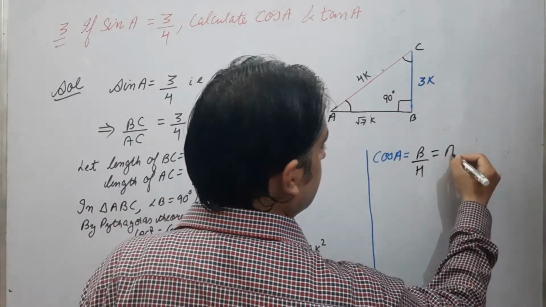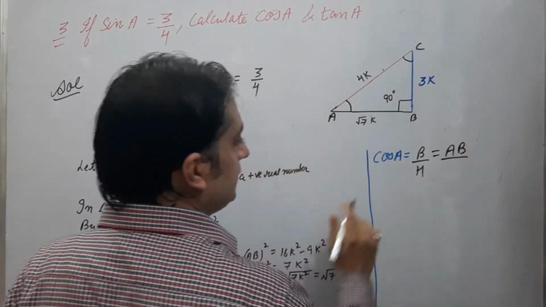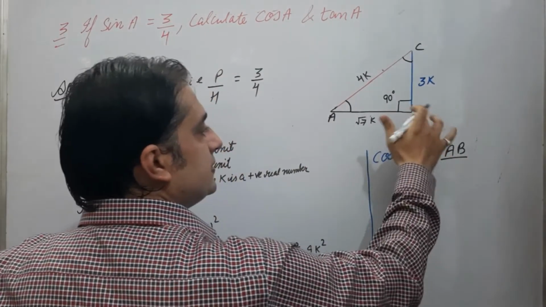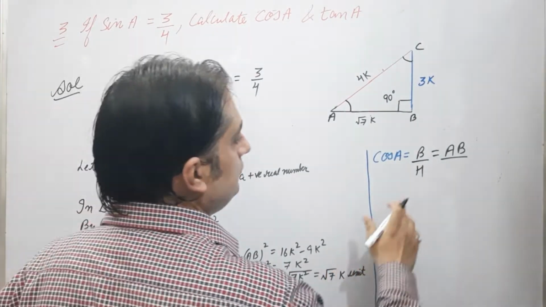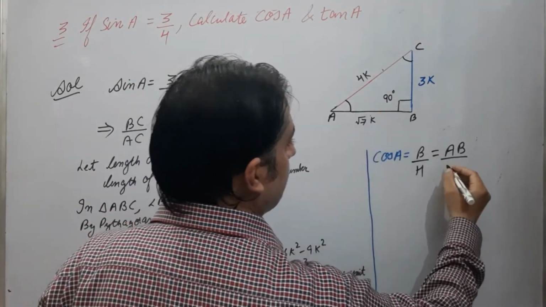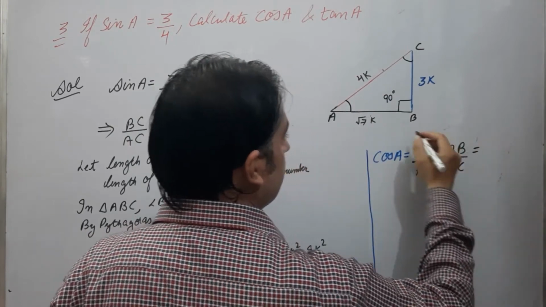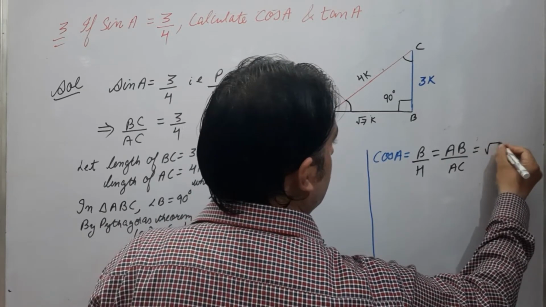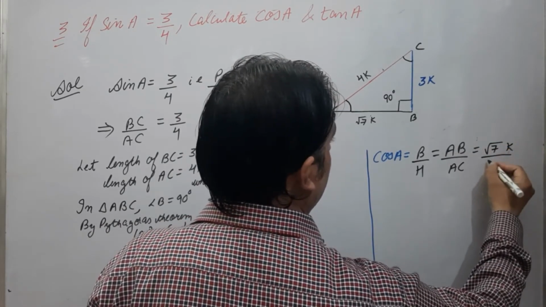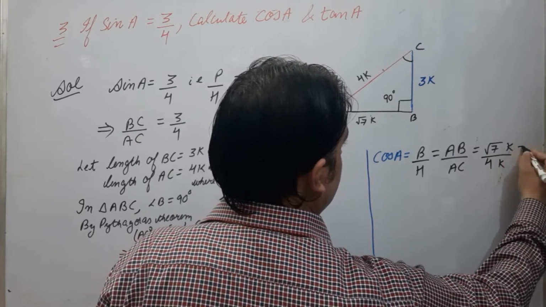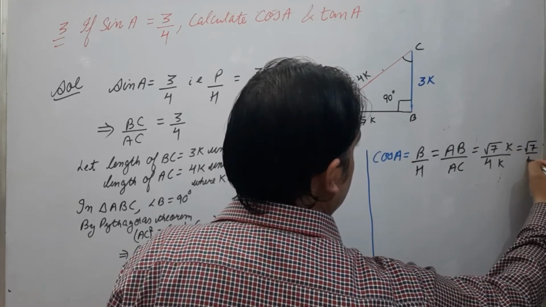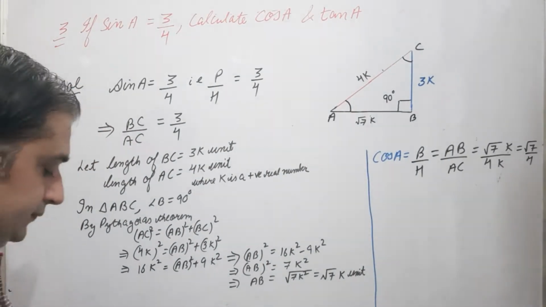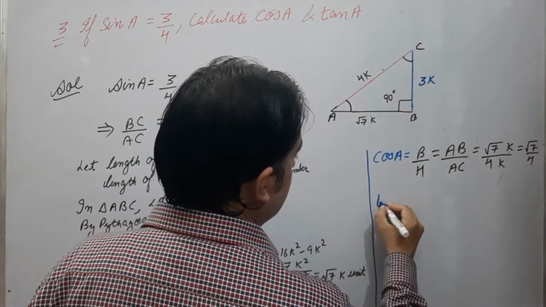So this is AB. B is only a notation for base. This is not part of this triangle. So hypotenuse is AC. Just put the values. AB is root 7k and hypotenuse is 4k. Just cancel the k with k, it will become root 7/4. So this is the T ratio for acute angle, that is cosine of A.